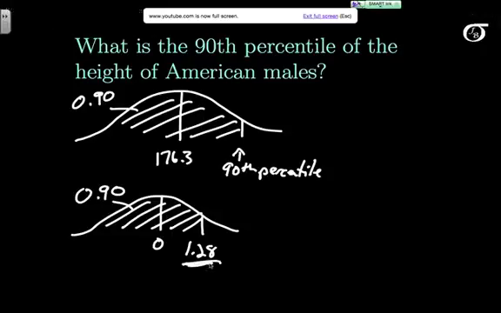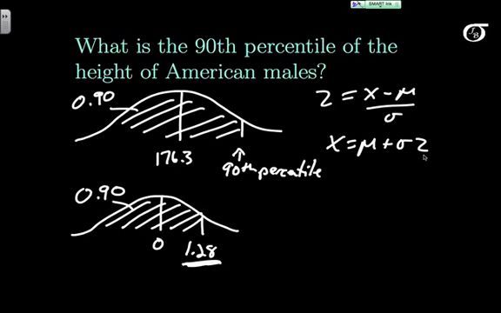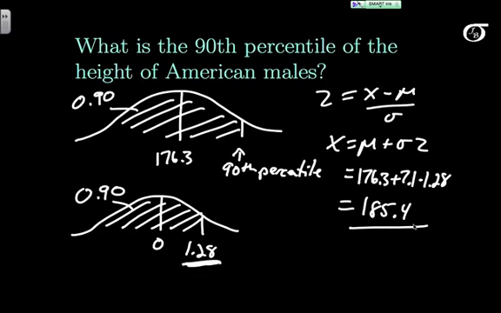So the 90th percentile of the standard normal distribution is 1.28. And we also know that z is equal to x minus mu over sigma, which implies, if we rework that, x is equal to mu plus sigma z. So if my 90th percentile of the standard normal distribution is 1.28, the 90th percentile of the distribution of x is the mean plus the standard deviation times the 90th percentile of z. This works out to 185.4 centimeters. So the 90th percentile of the height of American males is approximately 185.4 centimeters.